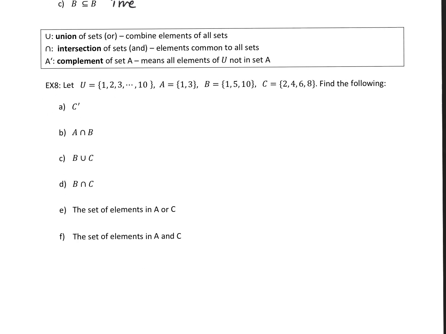Let's see. Next, we have some more new notation. Do not panic. It's okay. Just take the time. Focus on it. Maybe make some flashcards.